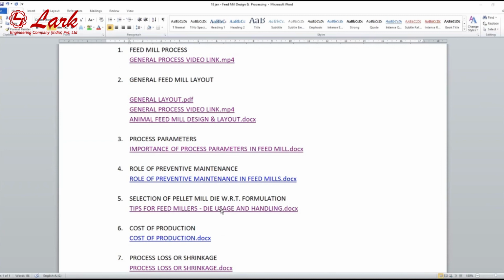So broiler is a soft formulation having good oil content. Layer is a hard formulation having limestone powder, DCP, LSP, and more fiber.